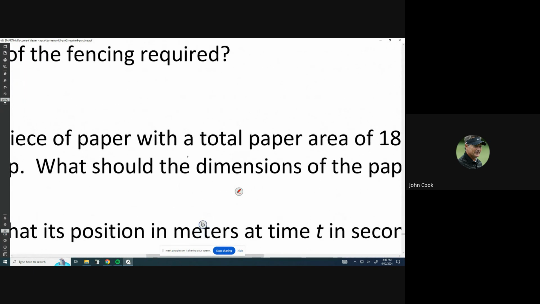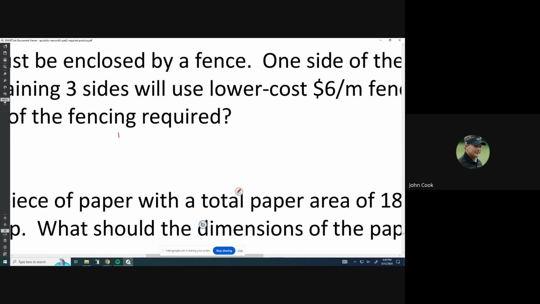Okay, so what we're going to do is draw a diagram, obviously, because we have a rectangle. Now, one of the sides is going to be premium fencing, so we'll mark that as something special, like that one. Then the other 3 sides are just going to be typical fencing. So let's name our dimensions. If it's a rectangle, opposite sides are the same.